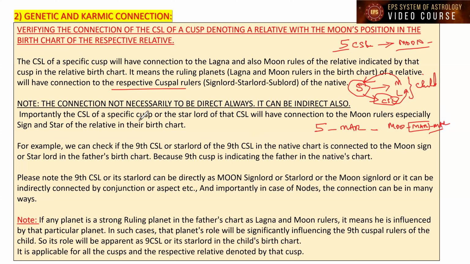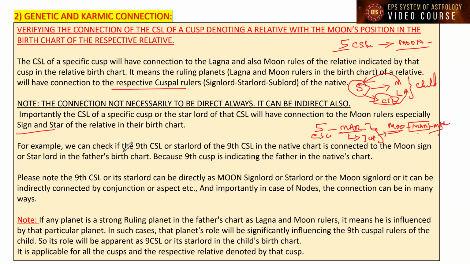Importantly, take the cuspal sublord of a specific cusp and also the star lord of that cuspal sublord. Suppose the fifth cuspal sublord is Mars, and Mars is in the star of, say, Jupiter, right? So either Mars or Jupiter will have connection to the moon rulers, especially the moon sign or star in the relative's birth chart. It means the fifth cuspal sublord Mars, in the star of Jupiter: Mars or Jupiter will have connection to the child's moon sign or star.